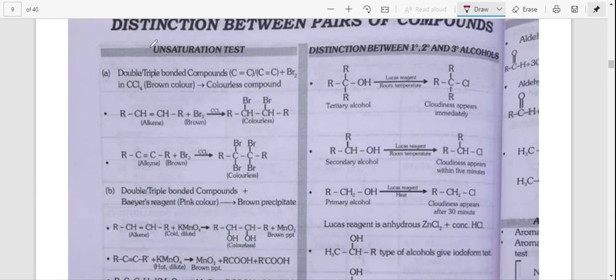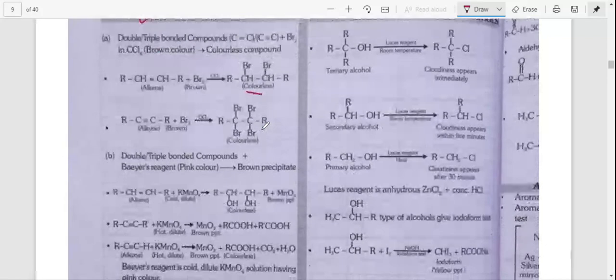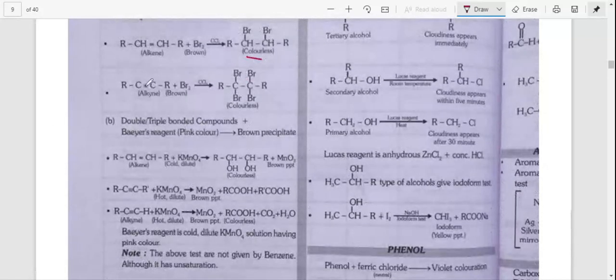Now the first one is the unsaturation test, for double or triple bonded compounds. Unsaturation means double or triple bonded compound. When this is added to bromine in CCl4, it gives a colorless compound. So first look at the example: RCH=CHR plus Br2 in CCl4 gives a compound where both Br are added to this double bond. So it is a colorless compound. This is an unsaturation test. And now for alkyne, with bromine in CCl4, two Br are attached to the same carbon atoms.